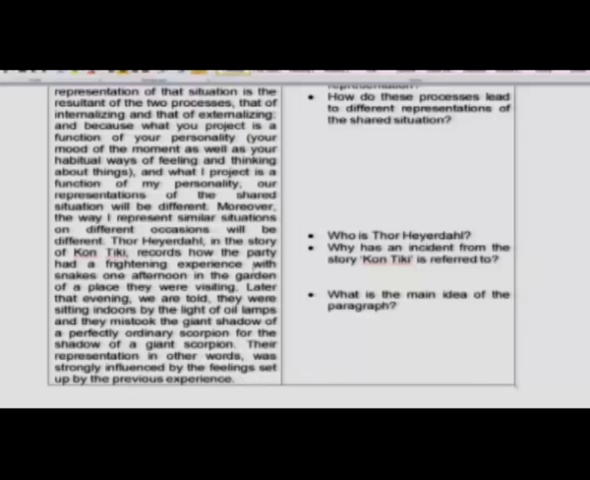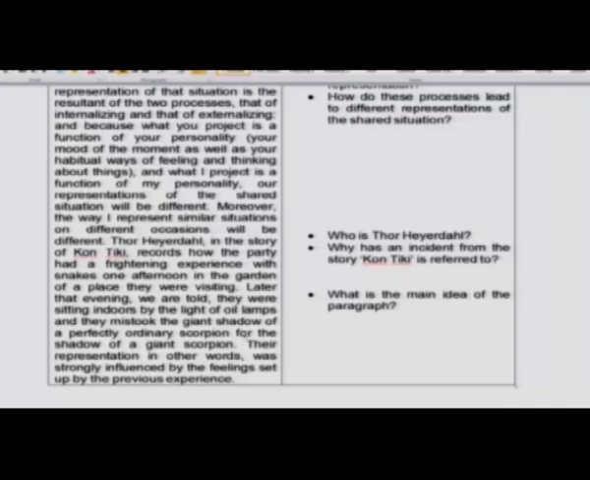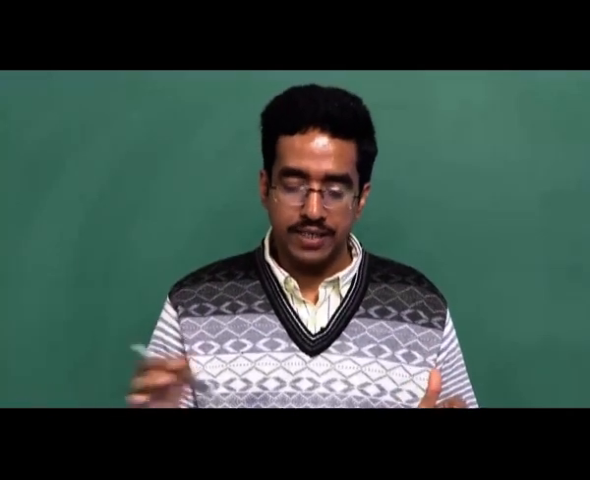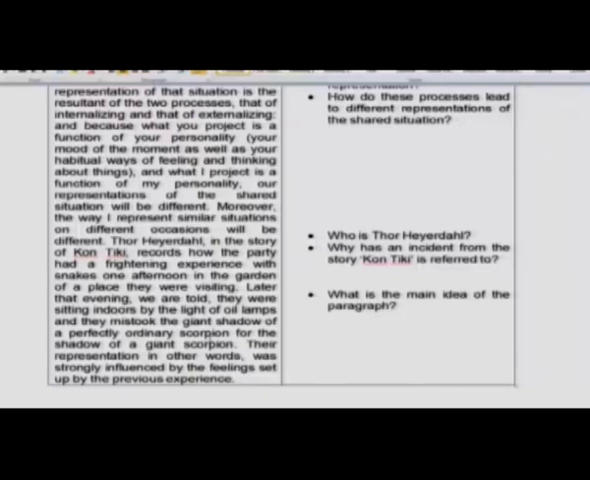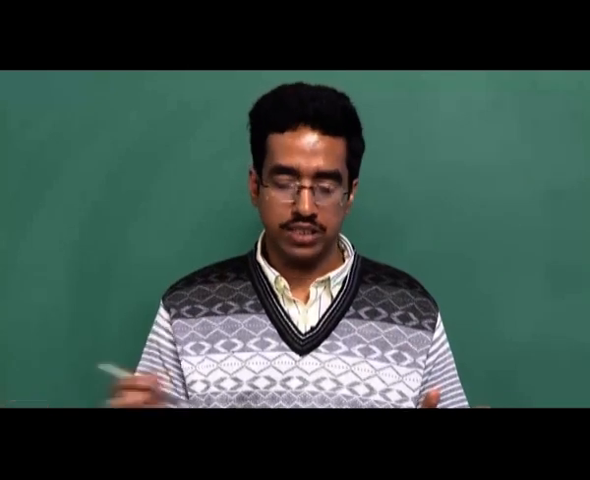So, the party here has already had a frightening experience with snakes and then when they come across a shadow a little later, they think it is the shadow of a giant scorpion, because at this moment their viewing of the situation is greatly influenced by their previous experience. So, here the writer uses this to make a point here somewhere up if you go. Moreover, the way I represent similar situations on different occasions will be different. So, here their representation of this ordinary scorpion was greatly influenced by their previous experience. Had they not had that frightening experience with snakes, probably this also would have been different.